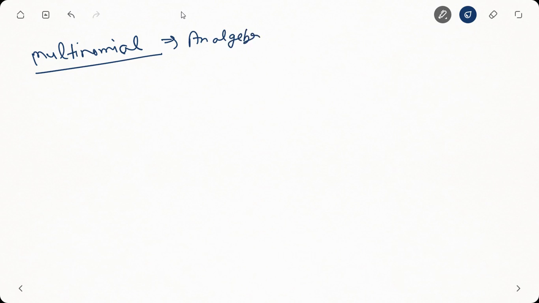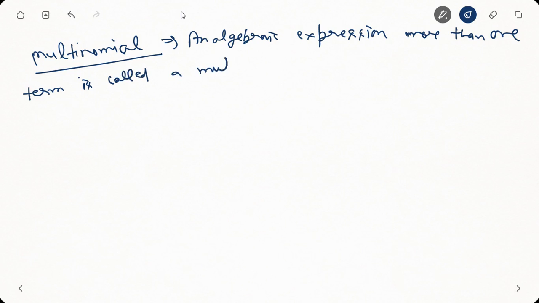Now moving to next, that is multinomial. Multinomial is just the generic term. Any algebraic expression which has more than one term is called a multinomial. An algebraic expression containing more than one term is called a multinomial. So you can say that binomial, trinomial are also multinomials. So just write down the definition. An algebraic expression having more than one term is called a multinomial.